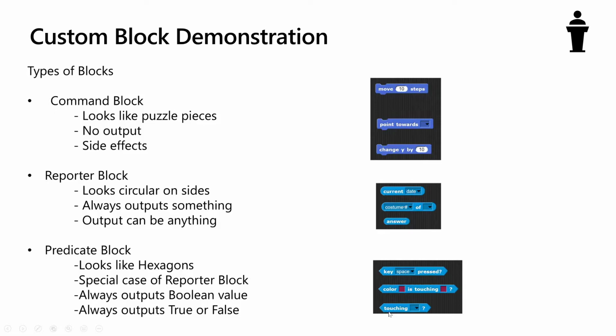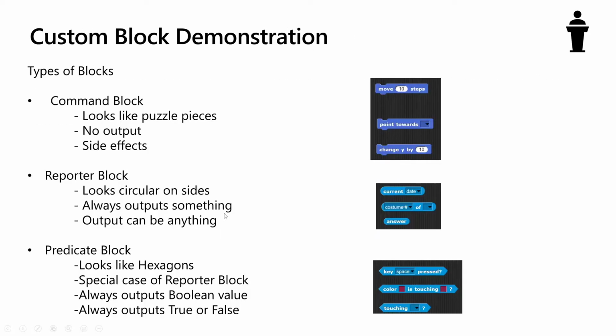Similarly, these predicate blocks will always return true or false, and these kinds of return values are called boolean values. So if something just returns true or false, it's called a boolean value. It's like a yes or no question. Any answer to a yes or no question is a boolean value. So basically a boolean value is nothing but true or false.